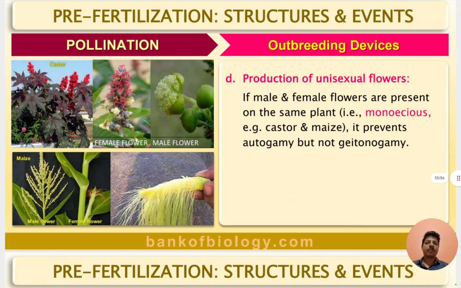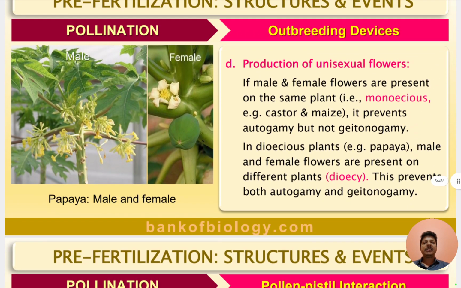Next, production of unisexual flowers. If male and female flowers are present on the same plant, that is monoecious, for example castor and maize, it prevents autogamy but not geitonogamy. In dioecious plants, for example papaya, male and female flowers are present on different plants. This prevents both autogamy and geitonogamy.